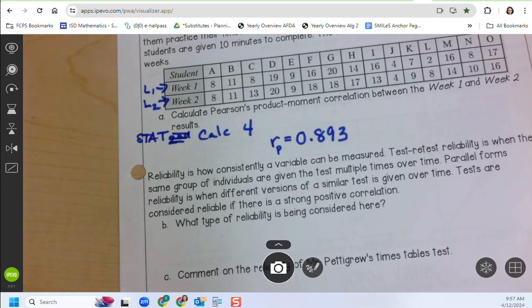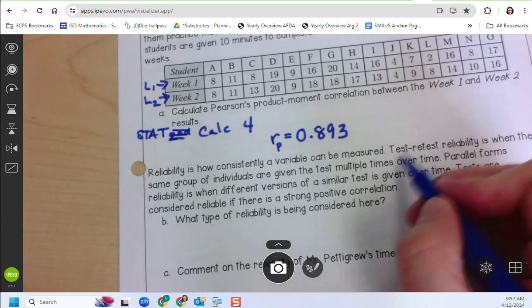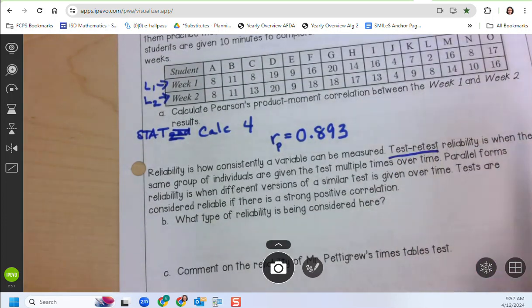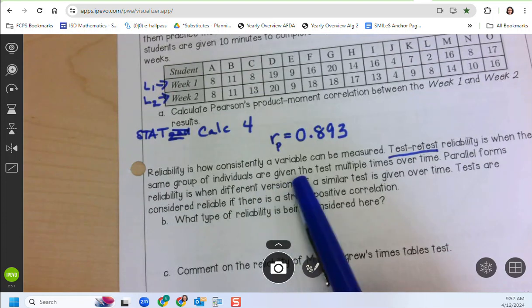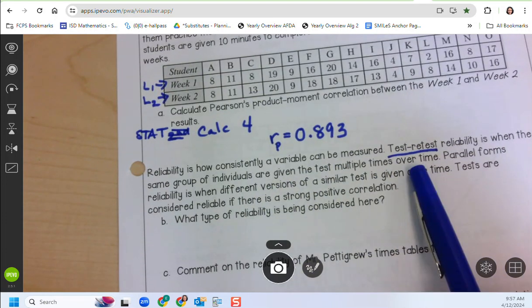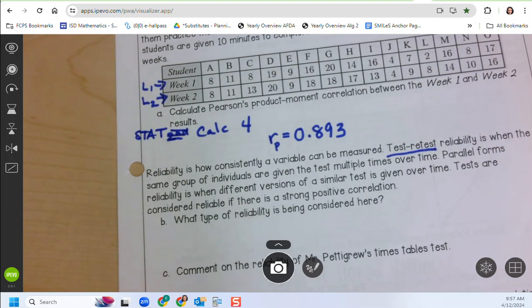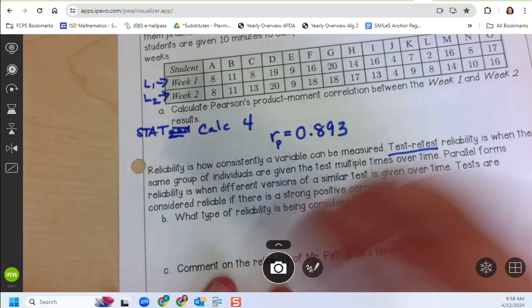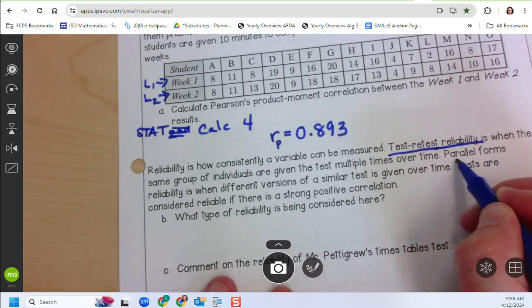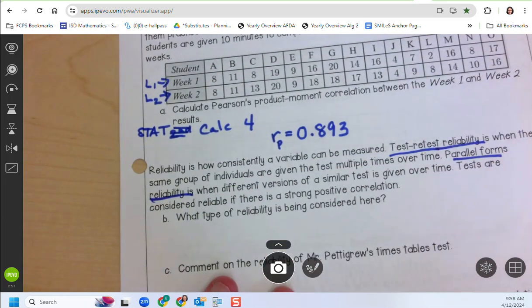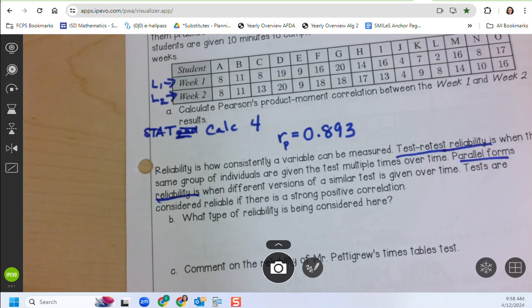All right, reliability, let's see. So we have to talk about reliability here. They talk about two different things. They talk about retest reliability, when the same group of individuals are given the same test multiple times over time. So if you're given this exact same test, you can see that there are going to be issues with that, right? Because after a while, you just know what's on that test. And then there's also something called parallel forms reliability. And that's when different versions of a similar test are given over time.